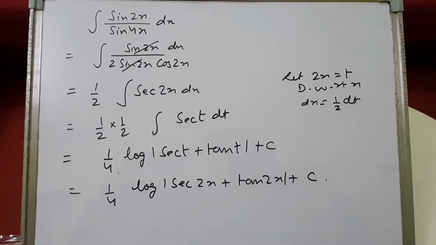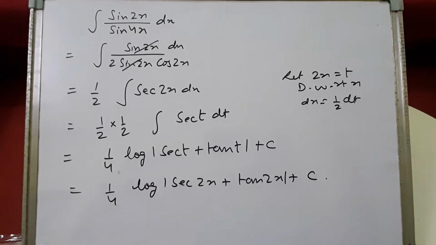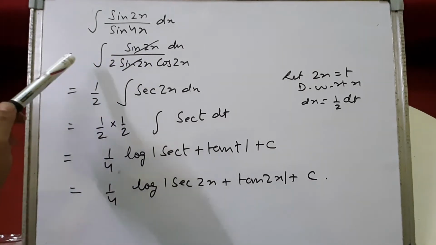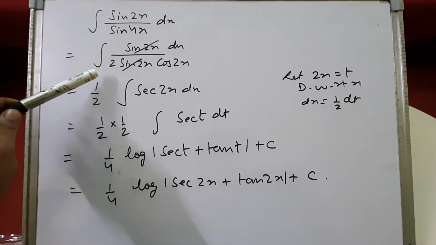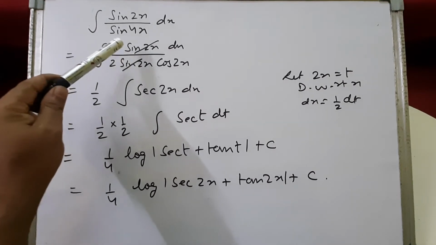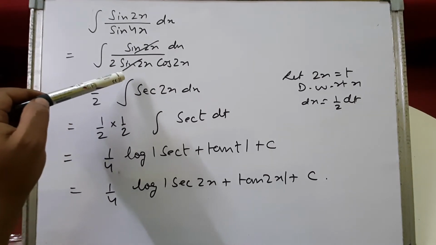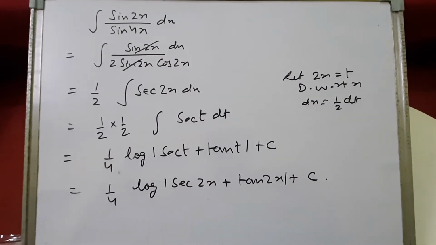Suppose I have taken a sum here in which it is given that integrate sine 2x upon sine 4x dx. Let's simplify the denominator first. Sine 4x can be written as 2 sine 2x cos 2x by the formula of sine 2x. Sine 2x is 2 sine x cos x, so sine 4x will be 2 sine 2x cos 2x. So sine 2x and sine 2x will get cancelled, and 1 by 2 will come out as a constant. What we are left with inside the integral is 1 upon cos 2x, which can be written as sec 2x dx. So we get sec 2x as an integrand.